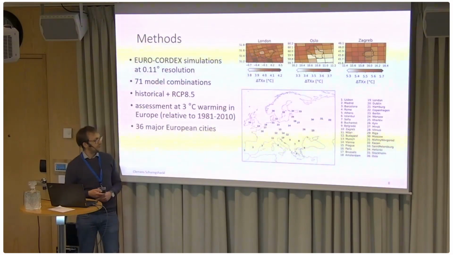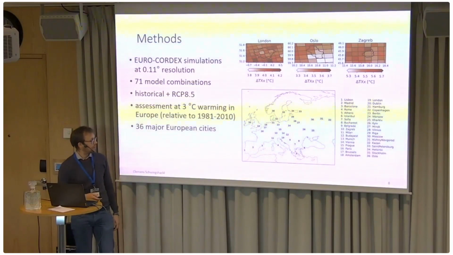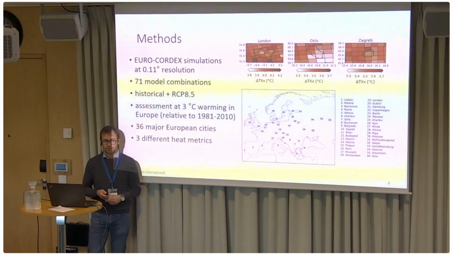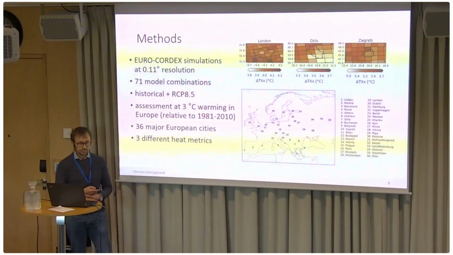And then we analyzed 36 European cities, which you can see are located all around Europe. So it's the major European cities. And I used 3 different heat metrics for this analysis. And I will just introduce them now, the results section, one by one.